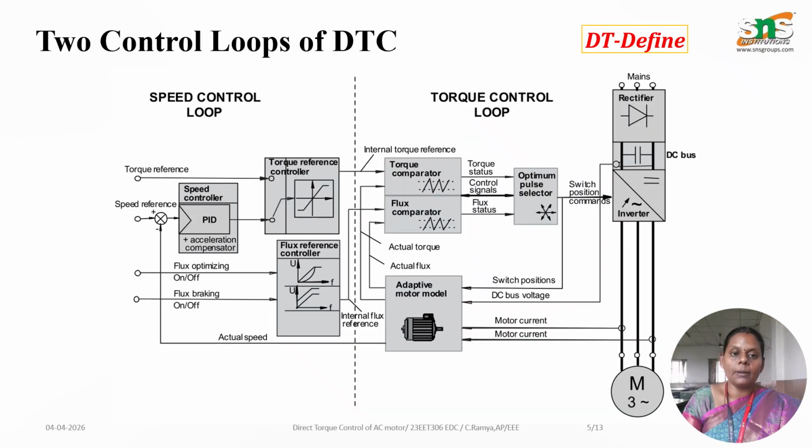Next are the two control loops of the DTC. So the DTC mainly operates using two control loops, one for the torque, another one for the flux. So these loops work together to maintain the desired motor performance with high accuracy and speed.